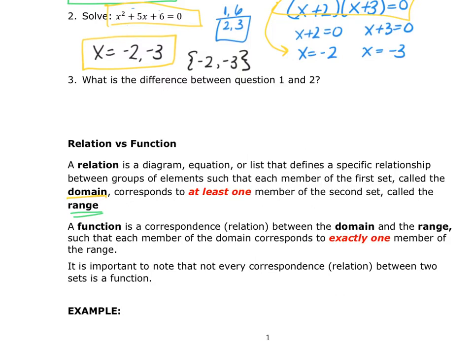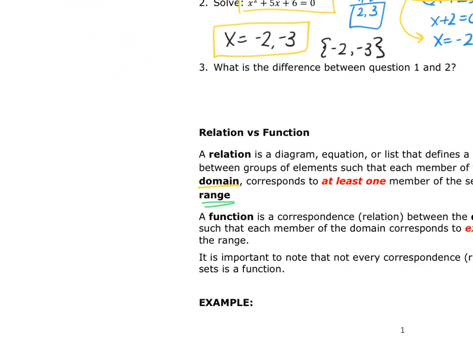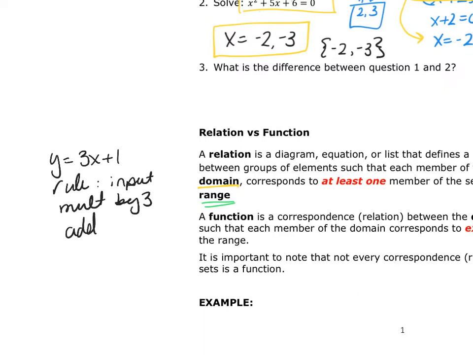When we're talking about math in particular, you may see something like y is equal to 3x plus 1. The rule is you're going to take some input, multiply it by 3, and then add 1 to that answer. And so that is the rule, or the map, to get from my input, which is x, to my output, which is y. That's my rule.